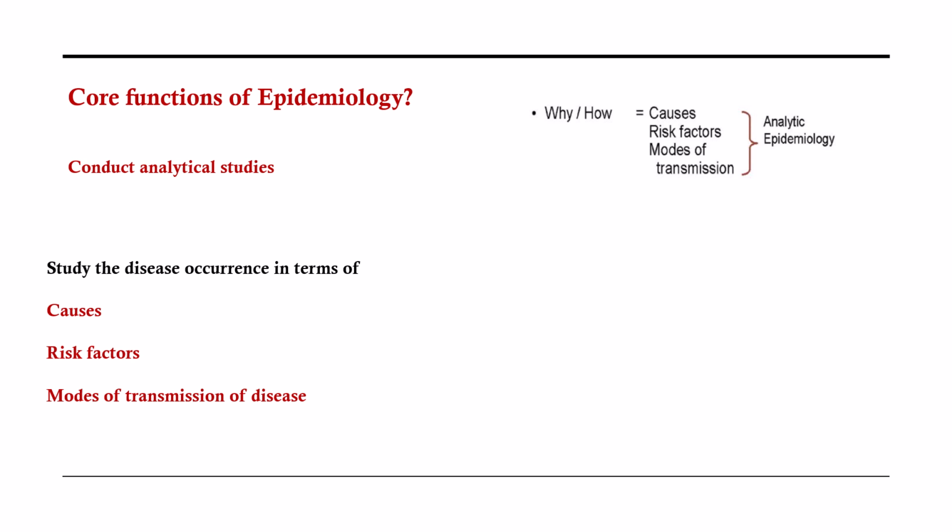So we are getting the answer why the disease occurred, how the disease occurred. Examples of analytical epidemiological studies are case control study, cohort study, and ecological study. In coming sessions, we will go in detail about case control, cohort, and ecological studies.